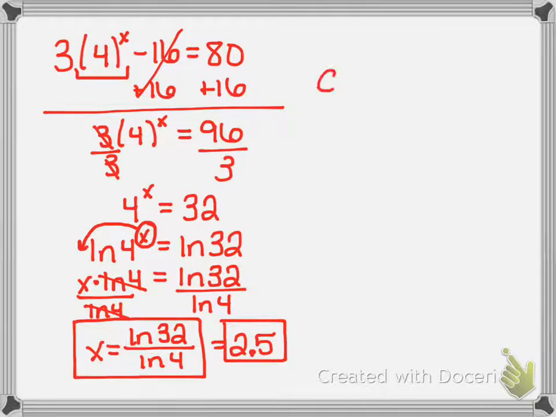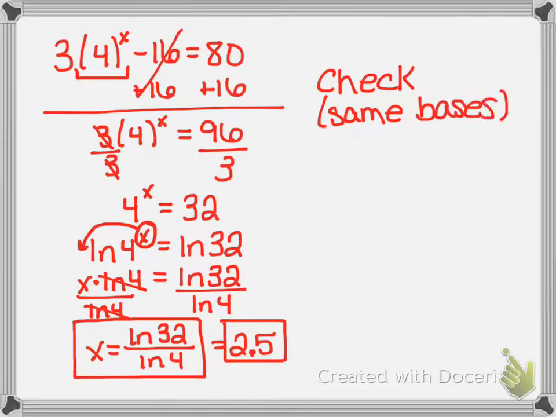Now, what we're going to do is we're going to check, and we're going to do the same bases to check our answer. Because you can see we came up with an exact answer, so we should have been able to do this one by hand without a calculator. So what that would have looked like is when we got to this step right here, the first two steps would have been the same.